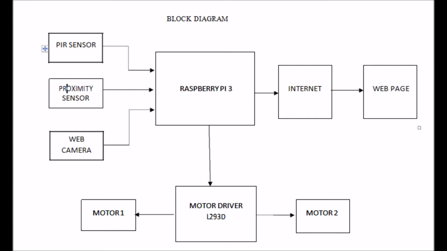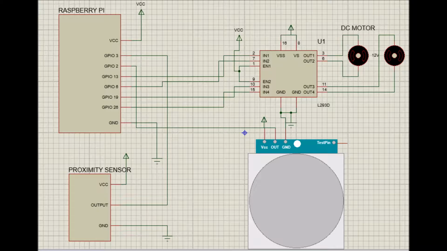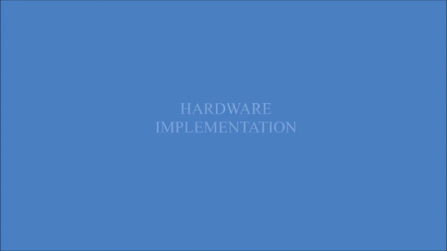USB camera is used to capture or record video and is connected to Raspberry Pi for live streaming over the internet. Next is the schematic diagram of the project. It shows the connections made with the Raspberry Pi and sensors. The output of the proximity sensor is connected to GPIO3, and the output of the PIR sensor is connected to GPIO2. The two DC motors are connected to the GPIO pins of the Raspberry Pi.